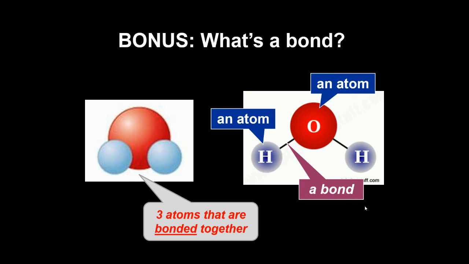Sometimes you'll see a molecule drawn like this. If they're stuck together like that, that means they are bonded together. They are chemically bonded. Okay, that is a review of some terms that are easy to confuse.